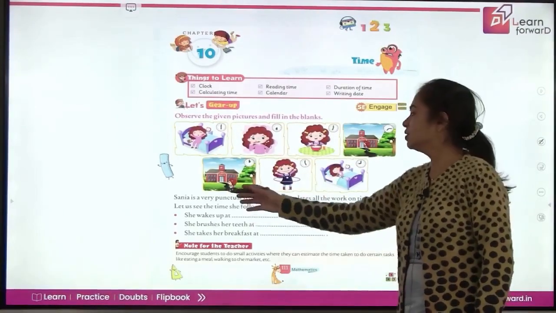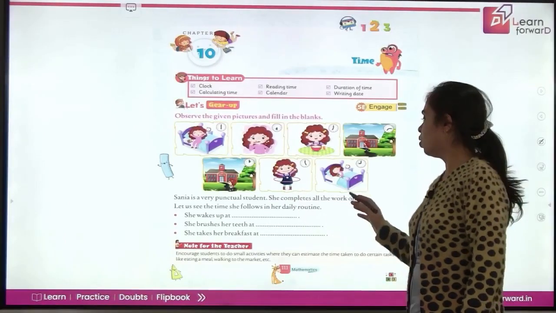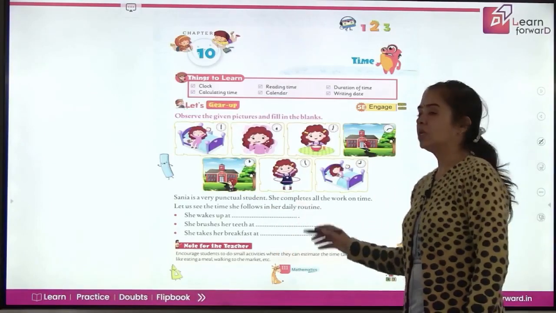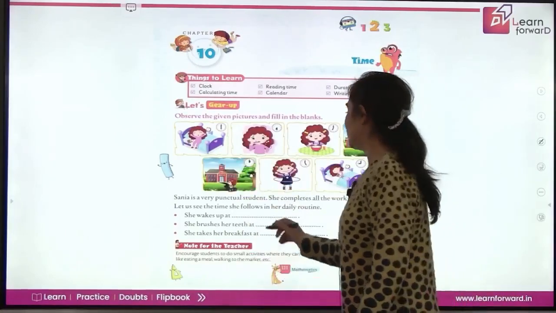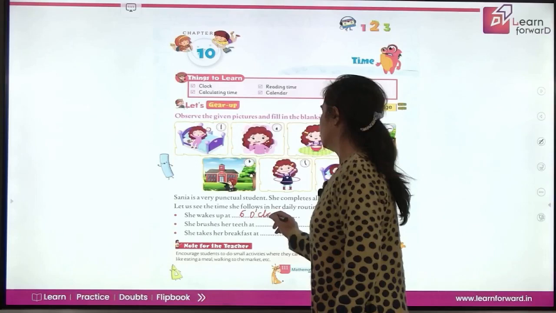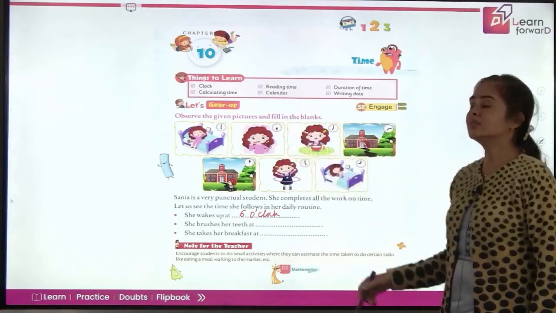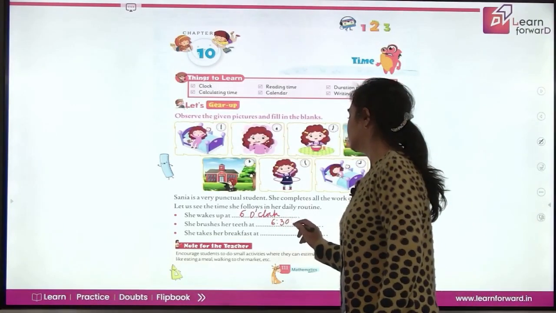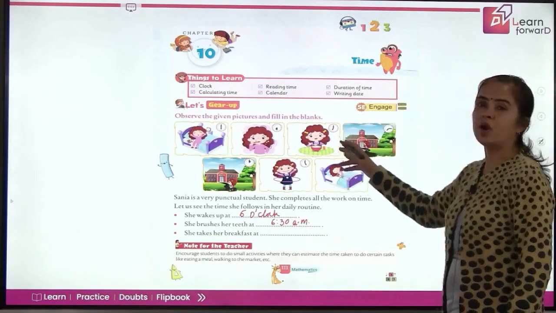Let's read out. Sana is a very punctual student and she completes all the work on time. Let us see the time she follows in her daily routine. She wakes up at 6 a.m. So you say 6 o'clock. You can also say 6 a.m. She brushes her teeth at 6:30. That means half past 6. That is again a.m. Now she takes her breakfast at what time?